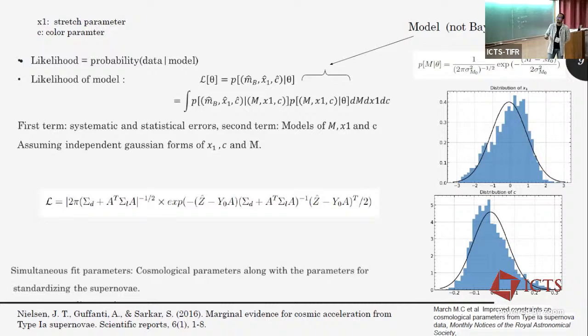So the likelihood can be integrated finally to get this form of likelihood, where sigma D is the statistical plus systematic covariance matrix, and sigma L will contain all those sigma M, x1 and c parameters. Fitting the likelihood simultaneously would give us the cosmological parameters along with the parameters for standardizing the supernovae.